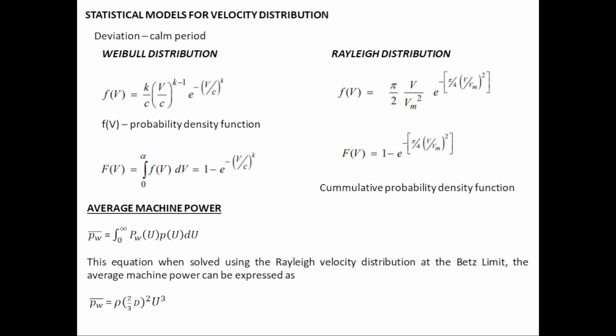So you have to solve this integral. For that, you use the Rayleigh velocity distribution, that is pi by 2 times v by vm square into e power minus pi by 4 times v by vm the whole square, and then you use the Betz limit 16 by 27, and then you get the average machine power as rho times 2 by 3 d square times u cube. So rho is the density, d is the diameter of the rotor, and u is your free stream velocity.